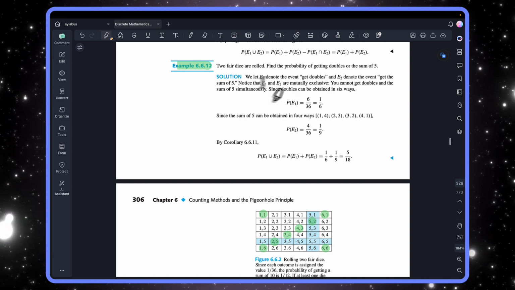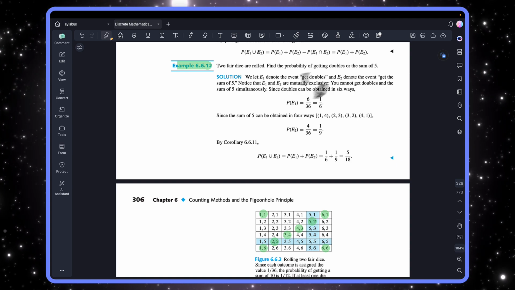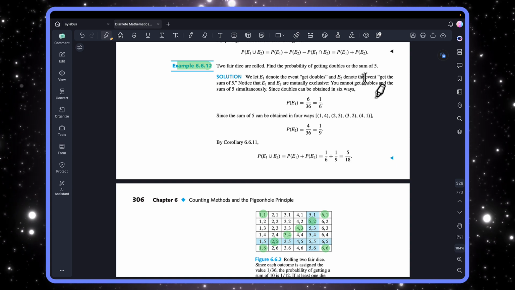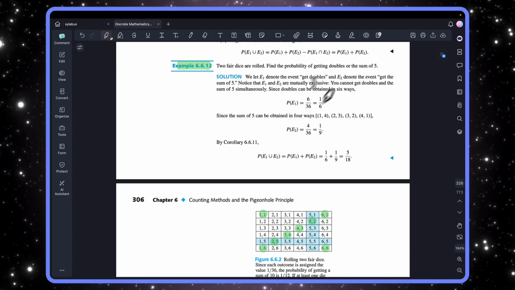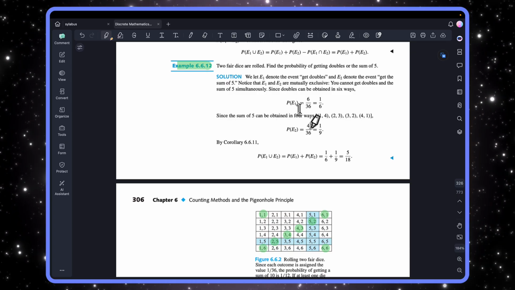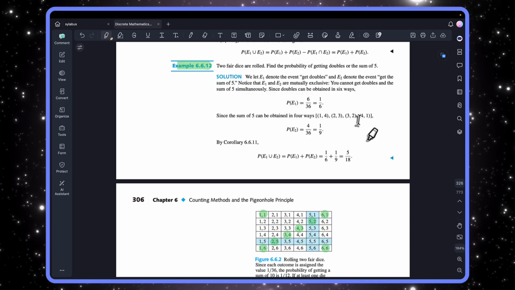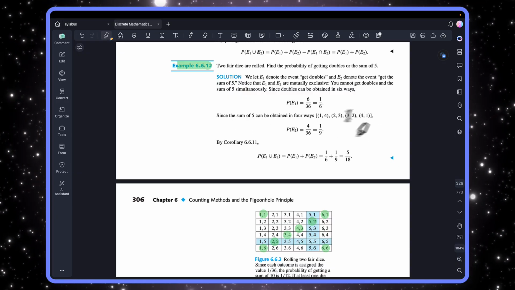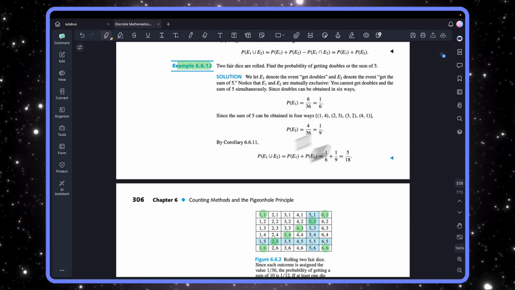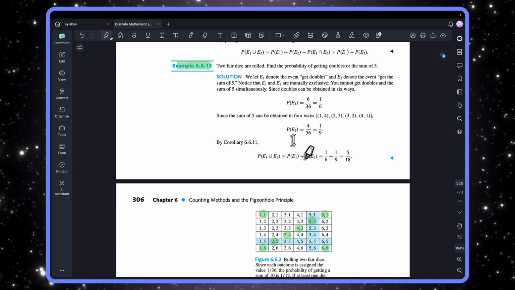You look at it. So let's let E1 denote getting doubles, and E2 denote the event getting a sum of 5. So you can calculate the probability of E1, right? There are 6 different doubles, so it's 1/6. And then you just write down how you get 5, and there are 4 of them, so it's 1/9. So by this corollary, right?